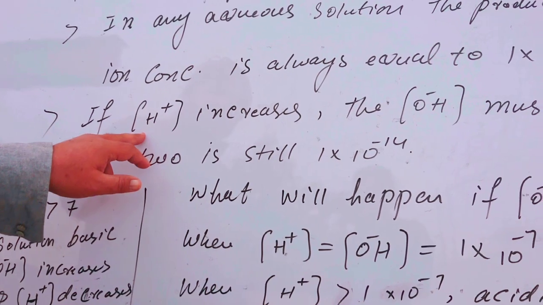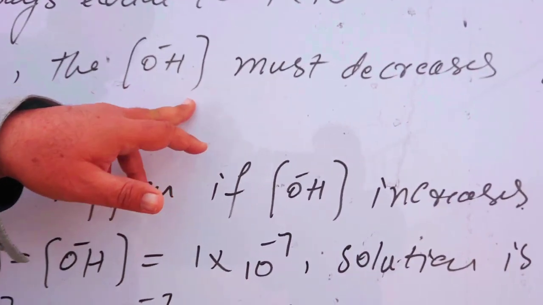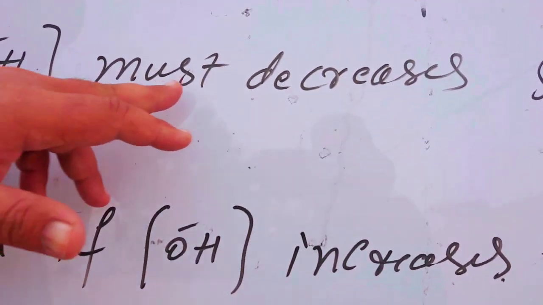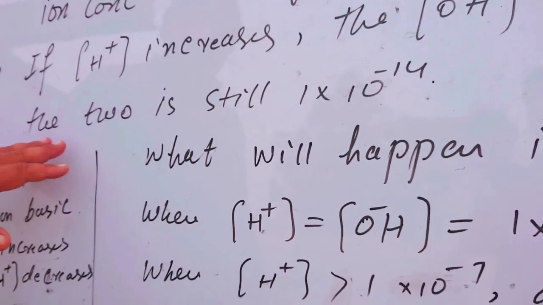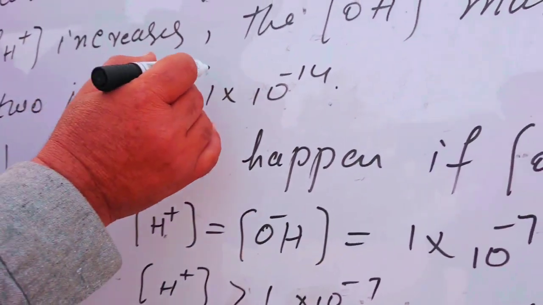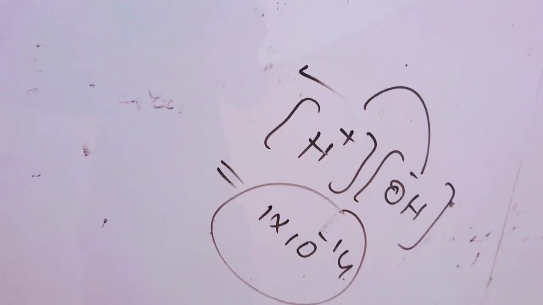Remember that if the concentration of H plus ion increases, the concentration of OH minus ions will decrease. So the product of the two is still equal to this one value, as we have shown through this expression.